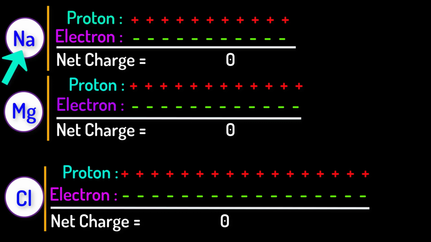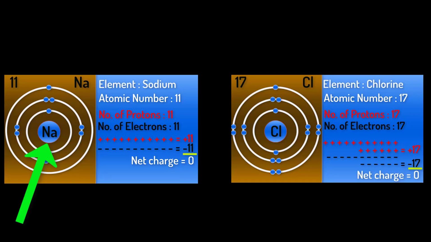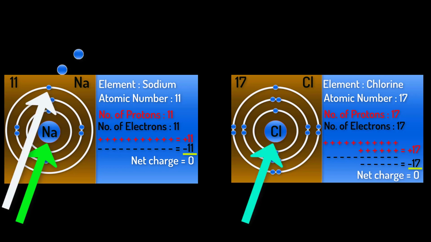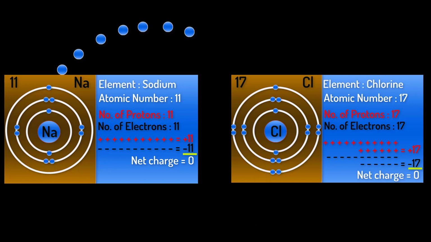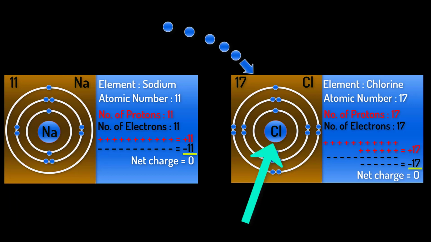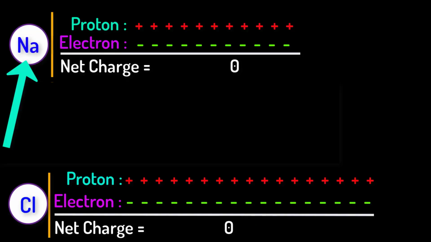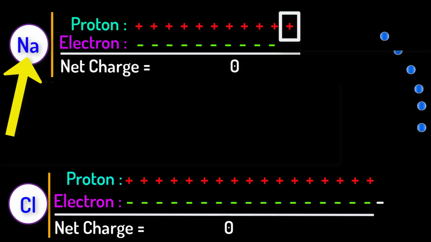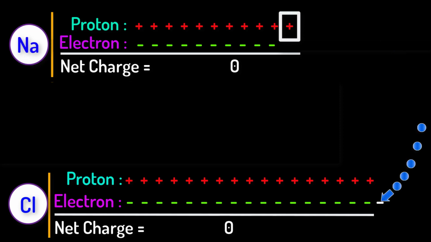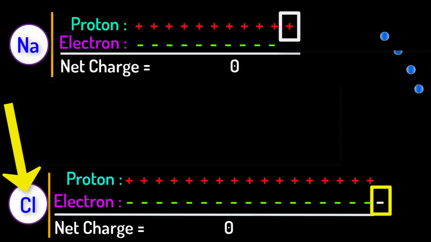See, here sodium is a metal, magnesium is also a metal, and chlorine is a non-metal. Sodium has the ability to give only 1 electron to this non-metal chlorine from its outermost shell, and chlorine has the ability to take 1 electron from this metal. If sodium does so, then for sodium, sodium 1 plus ion will form. And at the same time, for chlorine, chlorine 1 minus ion will form.